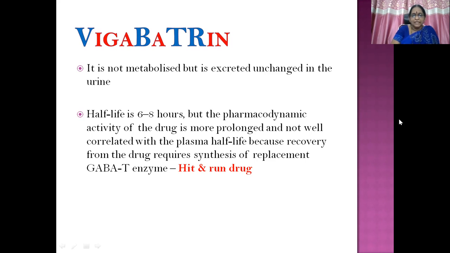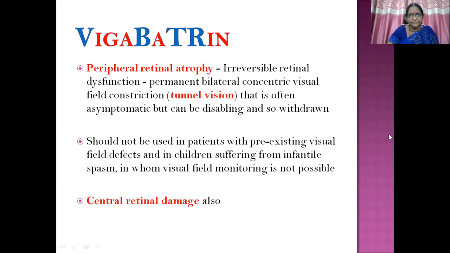So it is like a hit and run drug. You may be asked in viva voce, for both undergraduates and postgraduates, what are the hit and run drug molecules? Give examples for that. So this molecule also comes under that category. So R means hit and run drug.